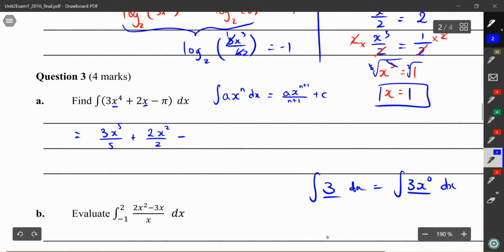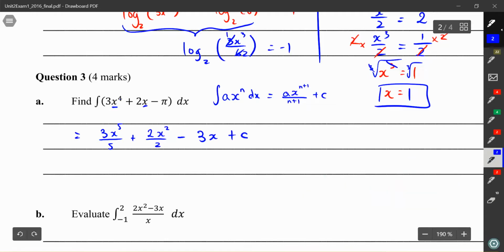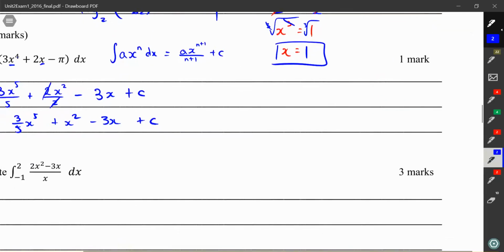But the nice thing is if you use this format, you can use the rule. It'll be 3 times x to the power of 0 plus 1 over 0 plus 1, which ends up being 3x. Okay? That's how it works. And don't forget plus c. Alright? So now that I've got 3x to the 5 and these two cancel out, my final answer is 3/5 x to the power of 5 plus x squared minus 3x plus c. There we go. Easy 2 marks, or 1 mark.